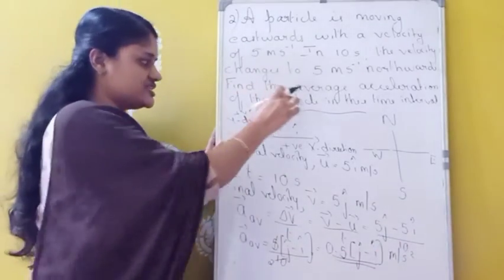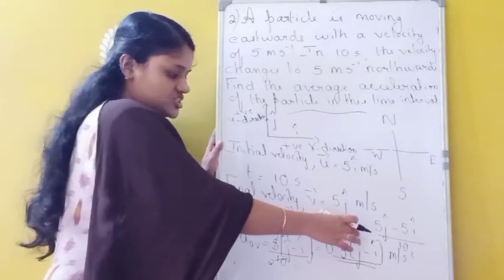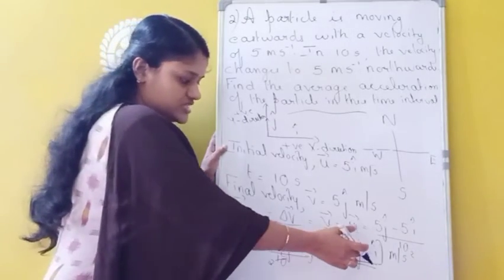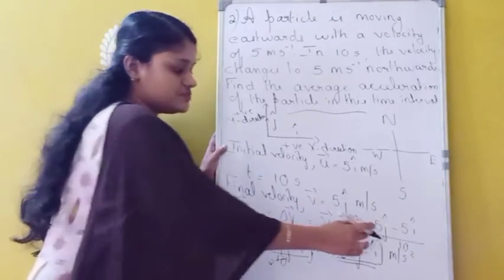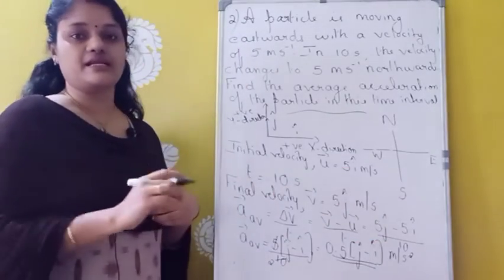So how will you find average acceleration? Change in velocity by time, that is final velocity minus initial velocity divided by time. So you will get 0.5 into j cap minus i cap meter per second square, because the unit of acceleration is meter per second square.